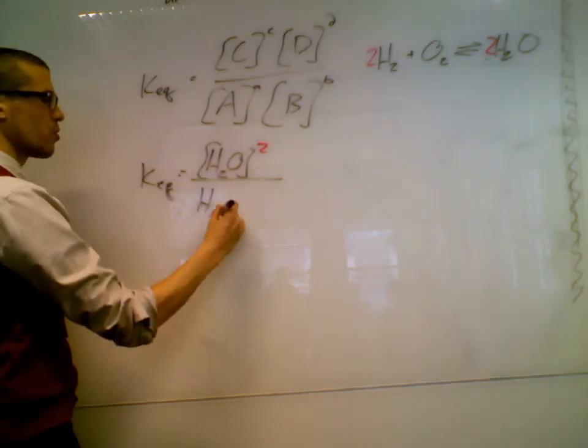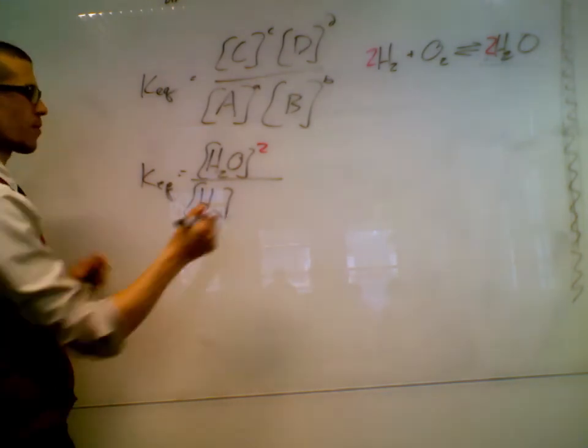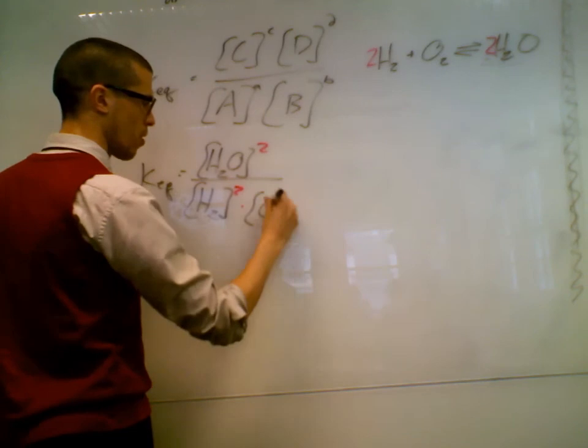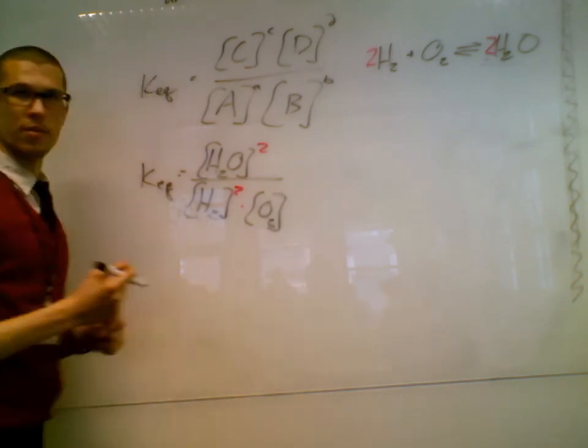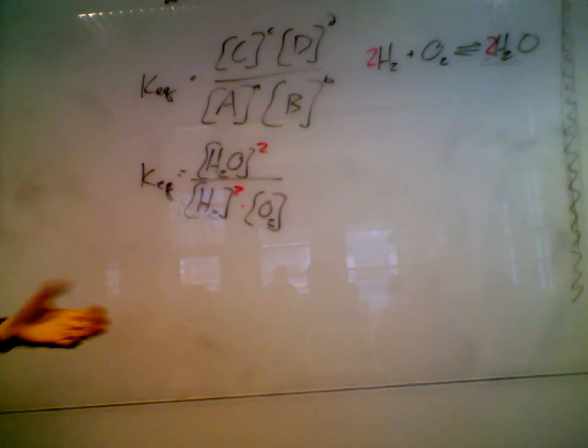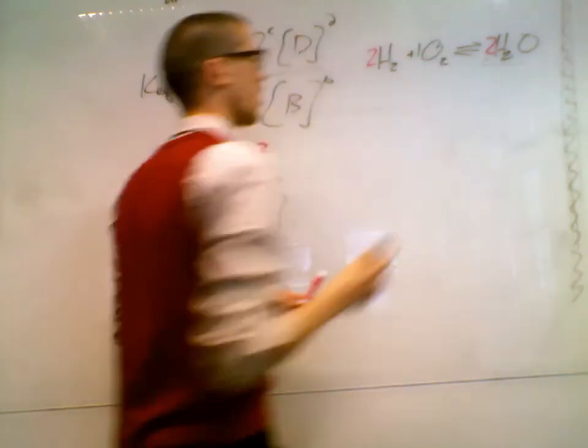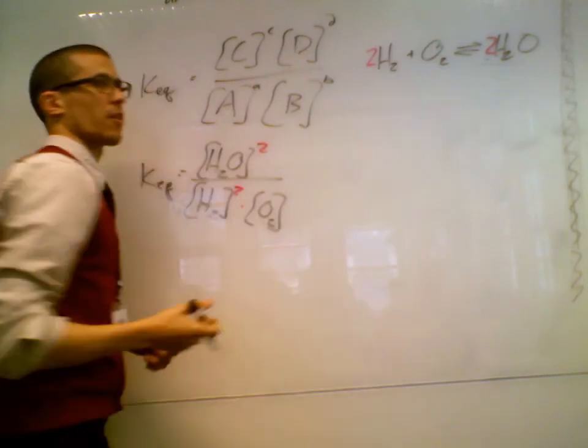Now, down below, we have both of these reactants. So it's going to be H2, the concentration of that, whatever it is, squared, times O2. And that's not squared, because there's no number there. You can think of it as a 1 right there if you like.